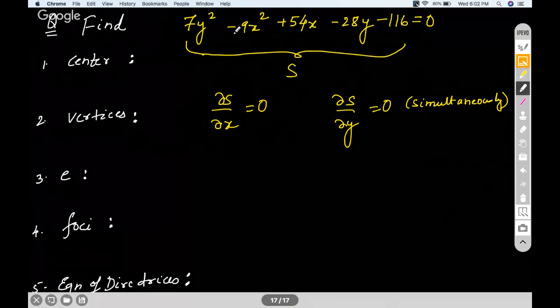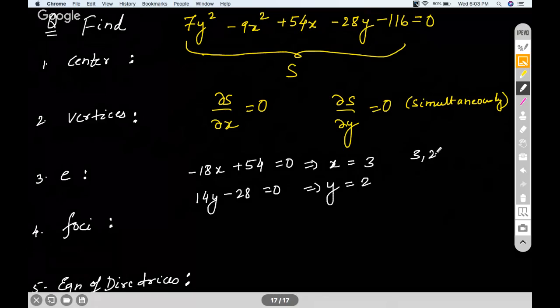So partial derivative of this with respect to x, we get minus 18x plus 54 equal to 0. That means x is equal to 3. If you do a partial derivative with y, you get 14y minus 28 equal to 0, which means y is equal to 2. So you can say 3 comma 2 is the center of this particular conic, right? So the use of this partial derivative can be to find out the center only, not for any other thing.